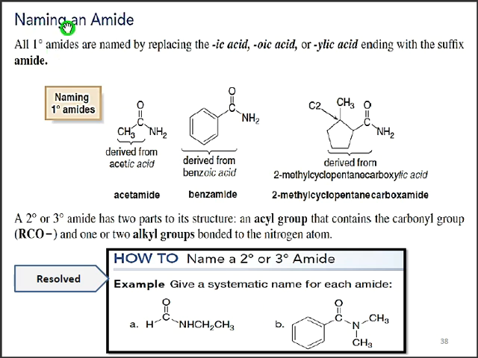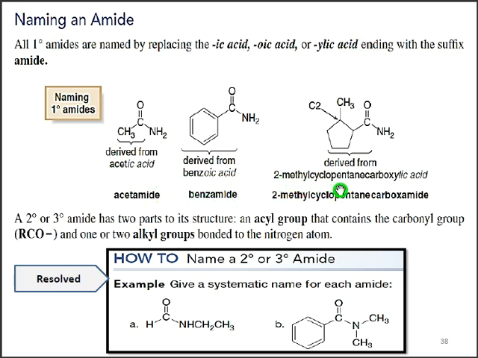Naming of amide. As we know, there are three types of amide: primary, secondary and tertiary. For primary amide, there is no problem, just replace the ending of the carboxylic acid, -ic acid, -oic acid, or -ylic acid, with amide. This acetic acid will be acetamide. Benzoic acid will be benzamide.